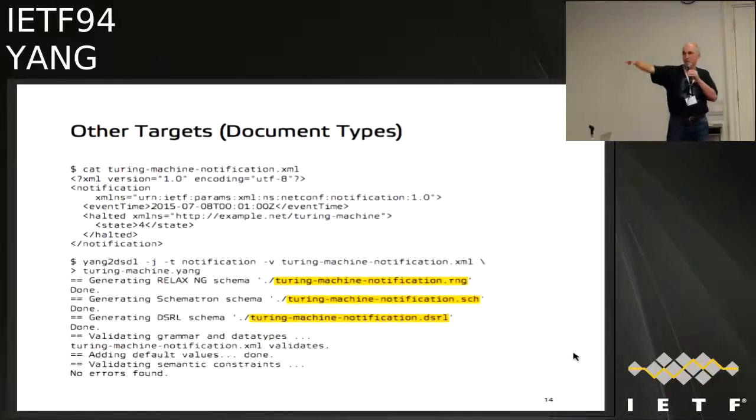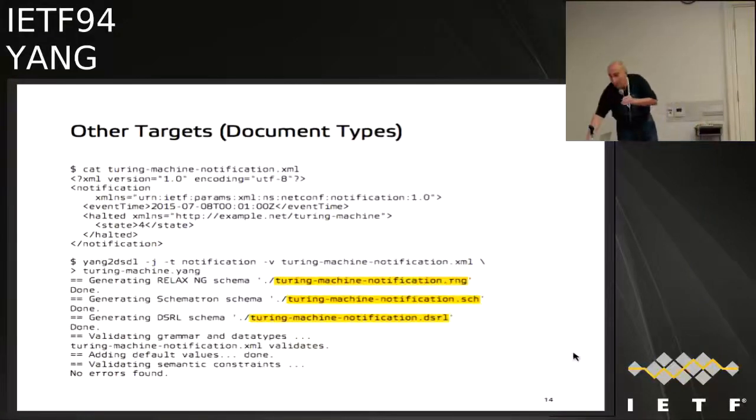And so as you can see, the yang2dsdl script produces 3 new schemas that can be used for validating notifications. And this time it does the validation at the same time. So again, no errors are found, and the validation procedure is exactly the same as before.